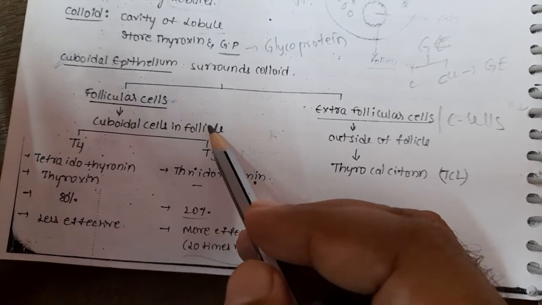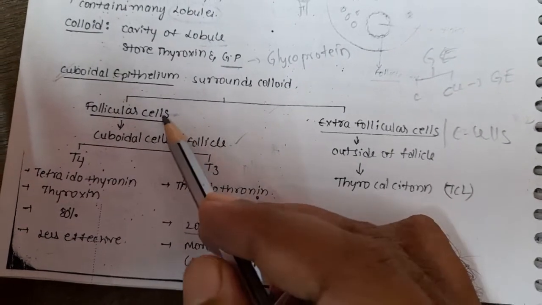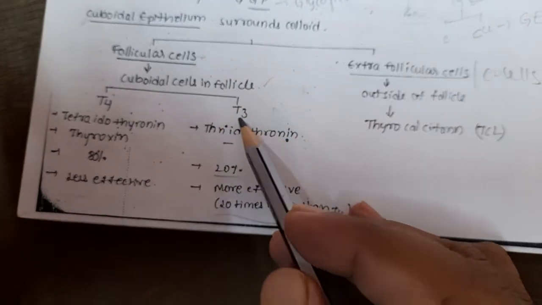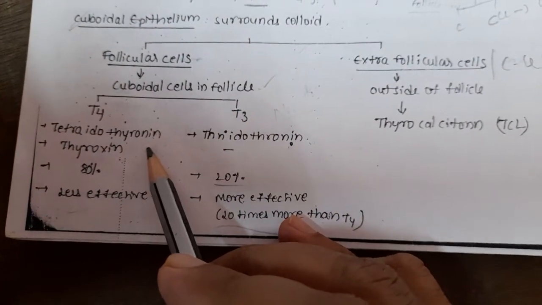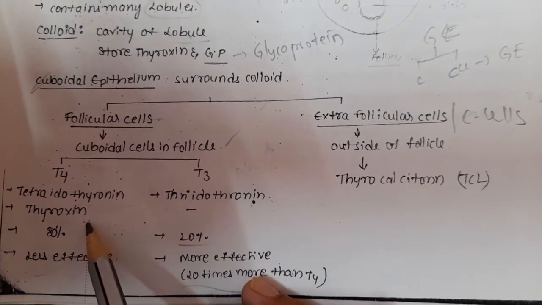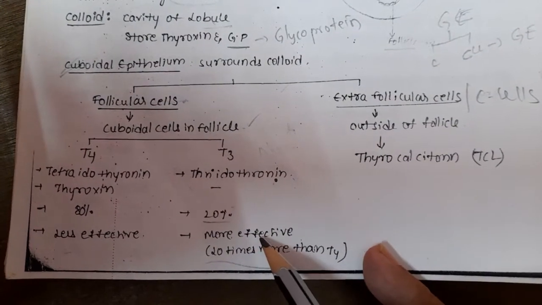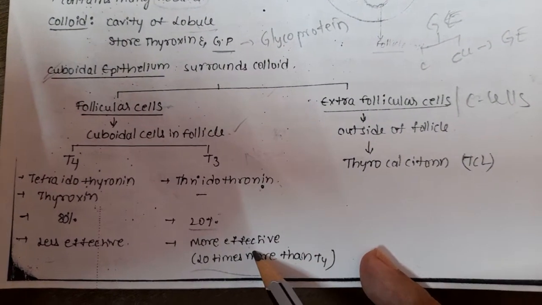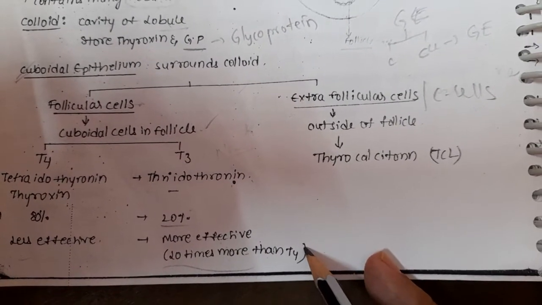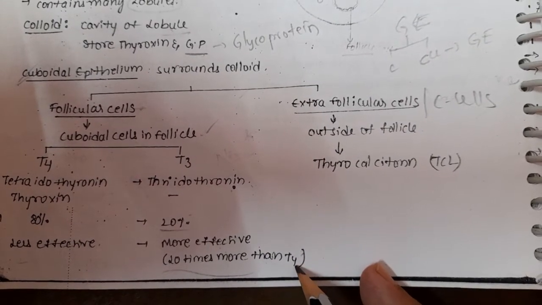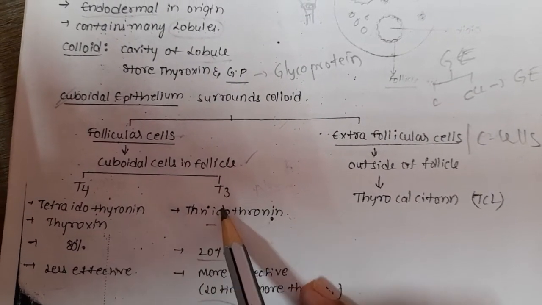So what are follicular cells? The cuboidal cells present in the thyroid follicles are called follicular cells. They produce two types of hormone, T3 and T4: triiodothyronine and tetraiodothyronine. T4 is called thyroxine, a very important one. It is 80%, and less effective. T3 is more effective, 20 times more effective than T4.